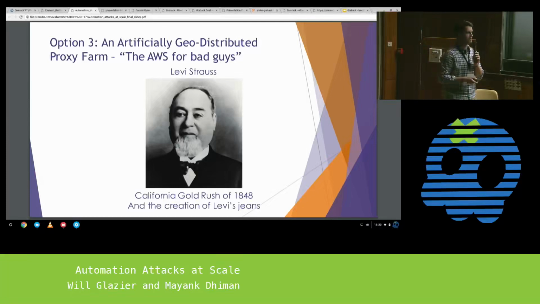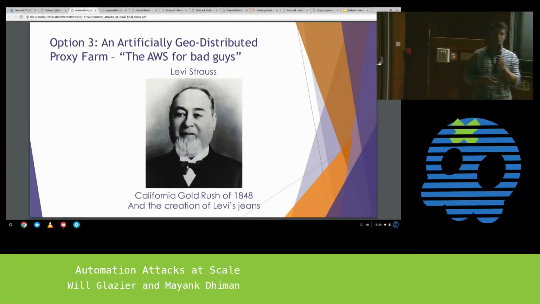The third option was something that we saw that maybe we didn't expect when we started researching this problem, and we've called it an artificially geo-distributed proxy farm, or the AWS for bad guys. And the reason I have a picture of Levi Strauss, other than to shamelessly plug my home state, is that in the California gold rush of the mid 1800s, the guys that struck it rich were not the actual miners of the gold themselves.